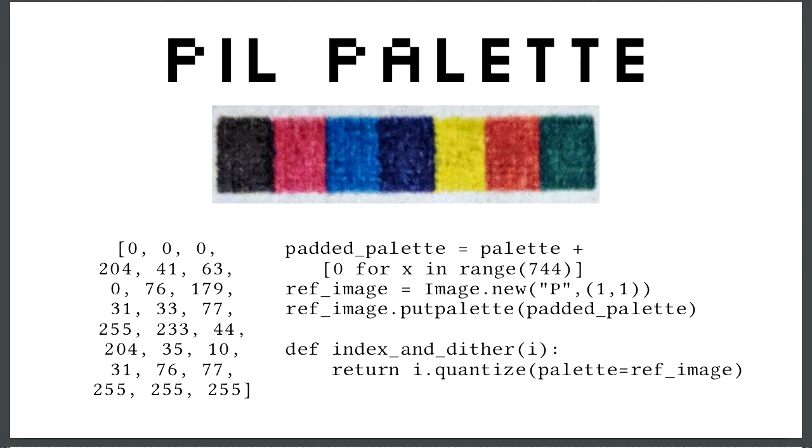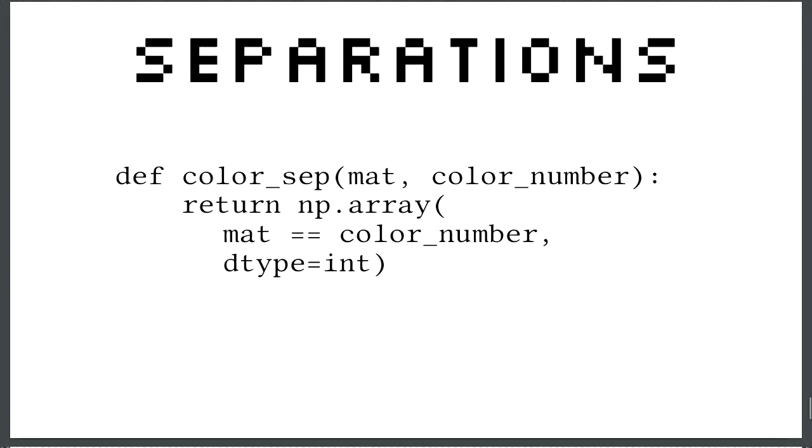So now to do color separations, it was basically find me all of the elements in this matrix that equal this number, and instead of true or false, I want that as a one or a zero. So color separations were basically give me all the zeros, give me all the ones, give me all the twos, and I had a completely separate matrix with all those colors.